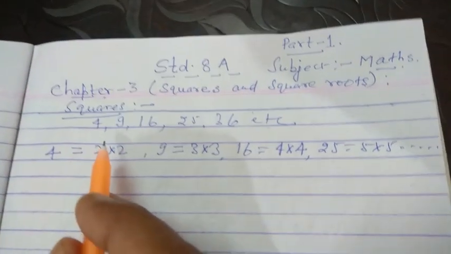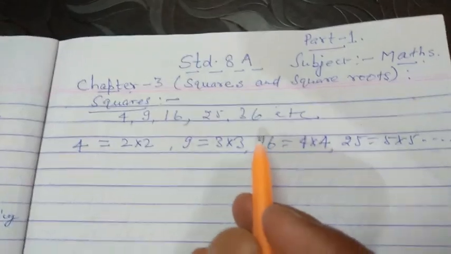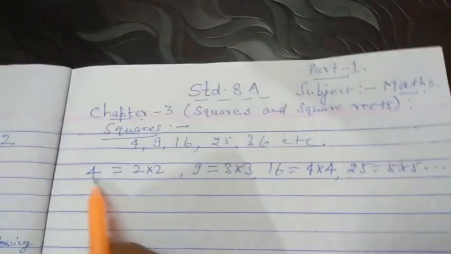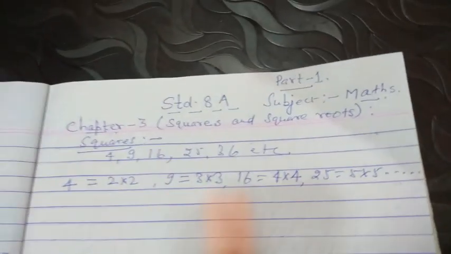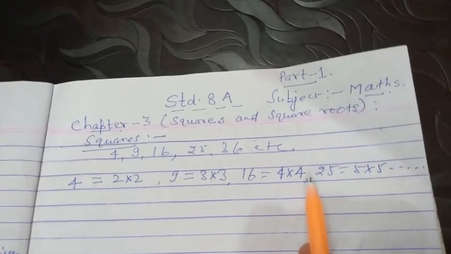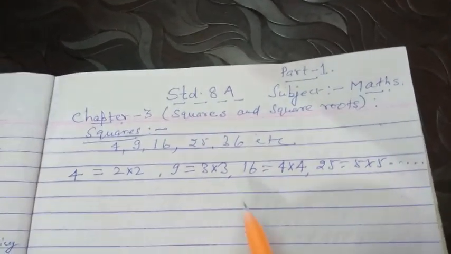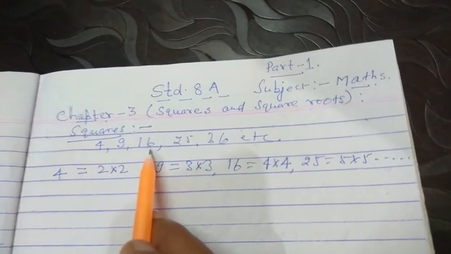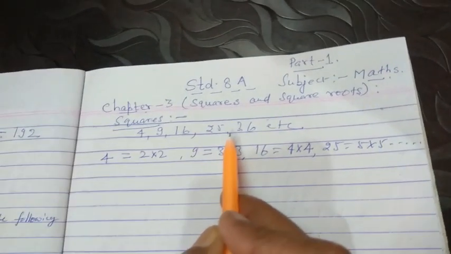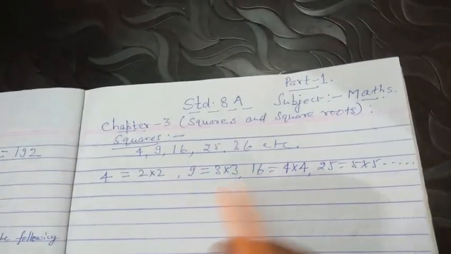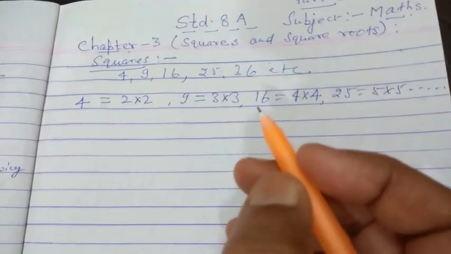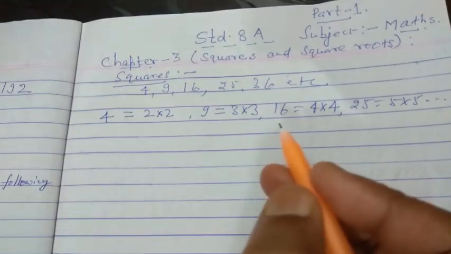So if we proceed in this manner, we get 2 into 2 is 4, 3 into 3 is 9, 4 into 4 is 16, 5 into 5 is 25, and so on. So here 4, 9, 16, 25, 36 are called square numbers. These numbers are also called perfect squares.